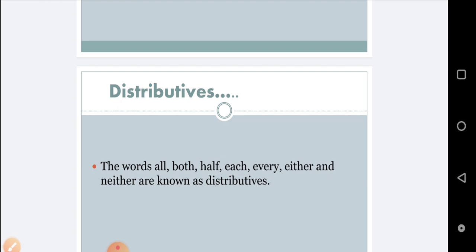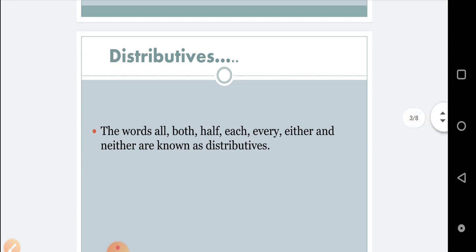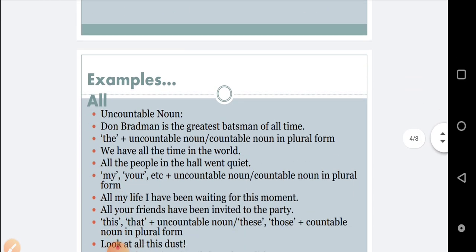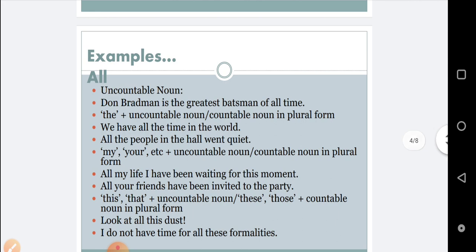Next we have distributives. Distributives come under quantifiers, but because there are many distributives, we will discuss these words and their peculiar usage in sentences. Distributives are words like all, both, half, each, every, either, and neither. Some examples of the word all and its usage. The distributive all is used with uncountable noun.